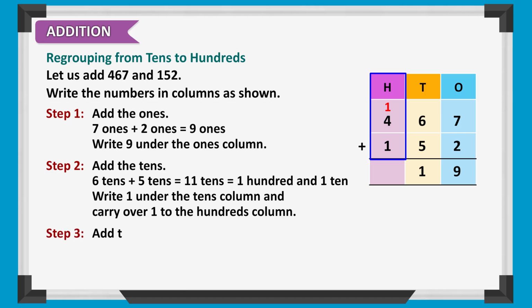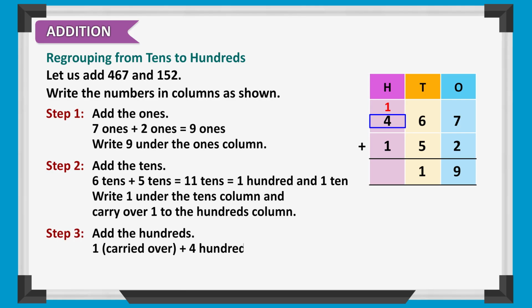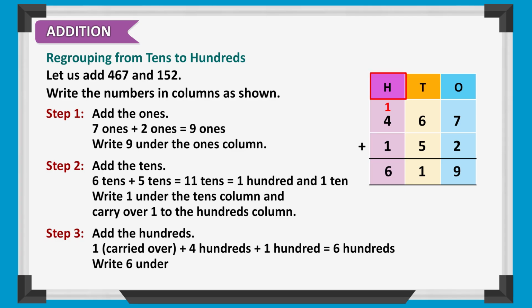Step 3. Add the hundreds. 1 carried over plus 4 hundreds plus 1 hundred is equal to 6 hundreds. Write 6 under the hundreds column. Thus, 467 plus 152 equals 619.